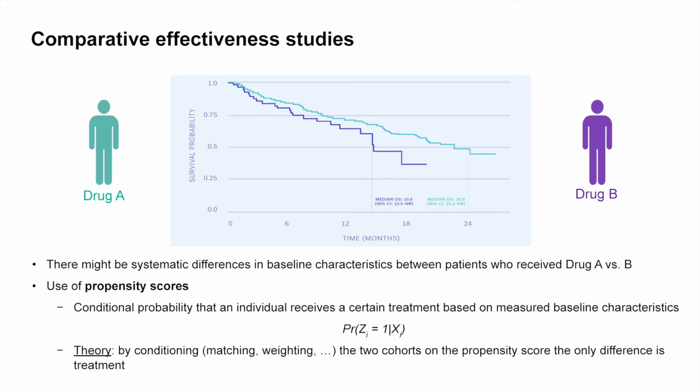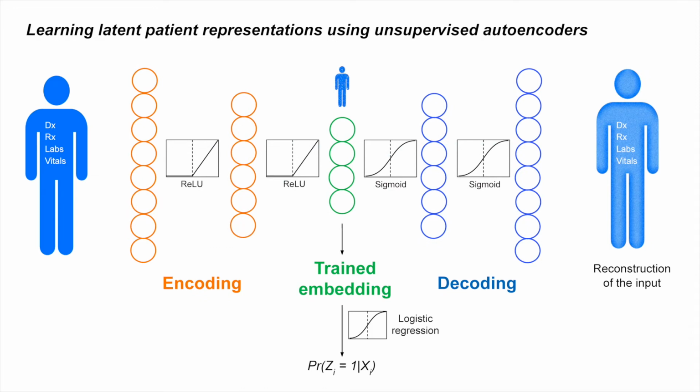Now, causal inference theory tells us that by conditioning the two cohorts on the propensity score, for example via matching or weighting, the only remaining difference should be the treatment itself. Now, as with all statistical models, propensity score models also underlie assumptions that include, for example, the modeling of nonlinearities and non-additivities, which need to be considered.